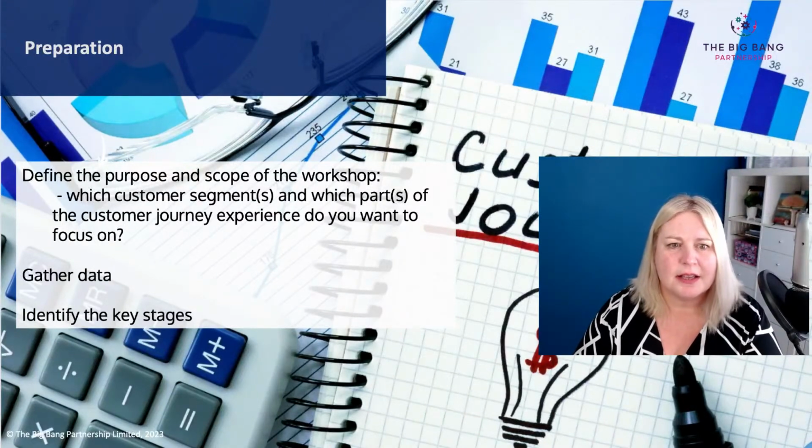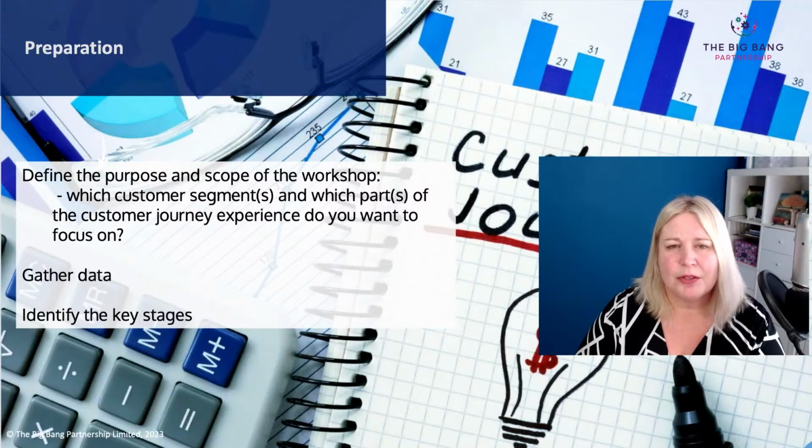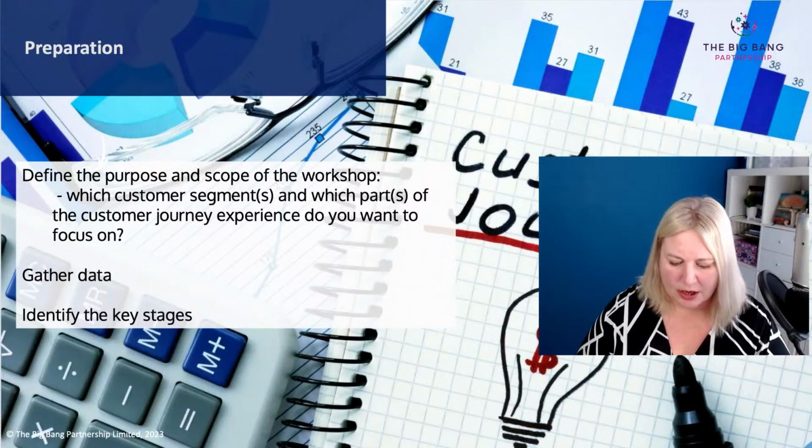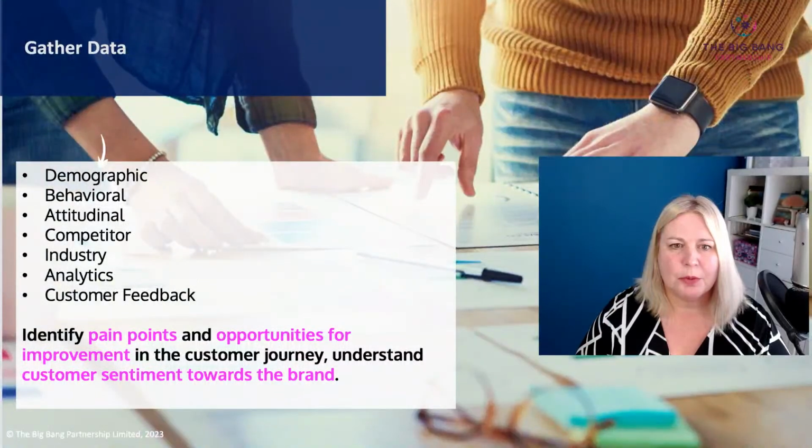And then what you'll need to do is gather data that will inform your customer journey mapping activity. More on that in a second. So you're going to think about where are the priority customers that you want to start with, and which bits of the process, which bits of the customer's journey do you want to start with, and then go and get some data that will inform you.